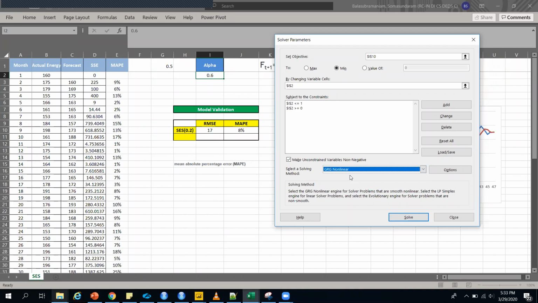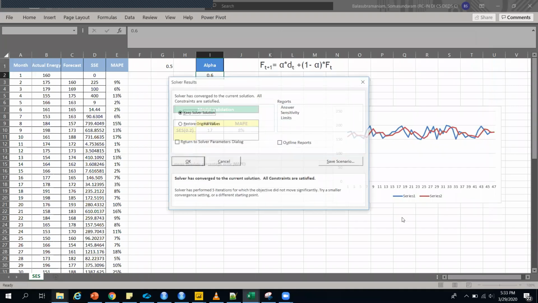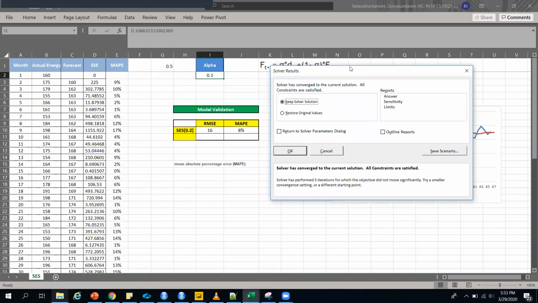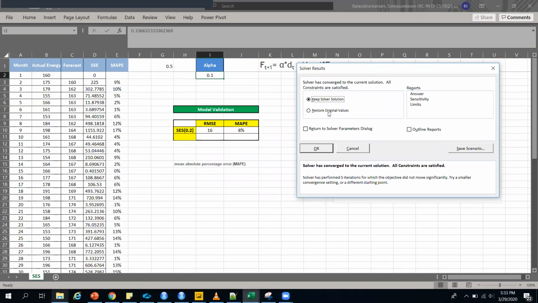Okay, so now I will ask Excel, boss, please find me a good alpha value so that I get a lower RMS, root mean square error, for my forecast, and I am asking it to solve. You can see here it has solved, and it is asking whether you want the value to be kept or you want to restore the original value.